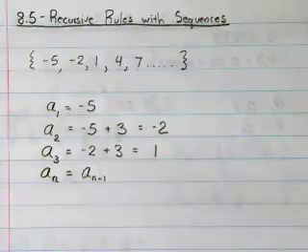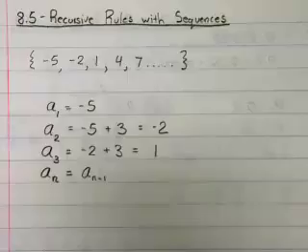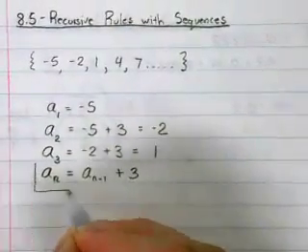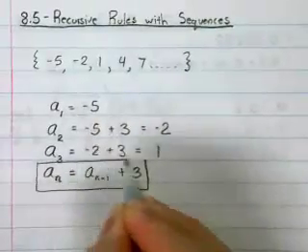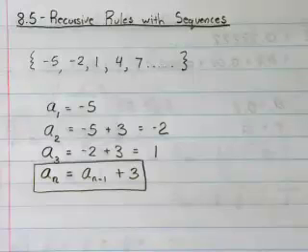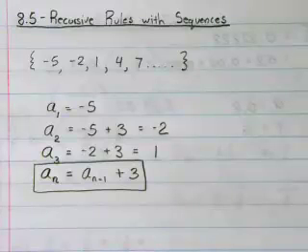And what did we do with the previous term? That's the formula. To get the one you're on, you take the one that came before it and you add 3. That's it. As soon as you can get past that little n minus 1, it's really not so bad.